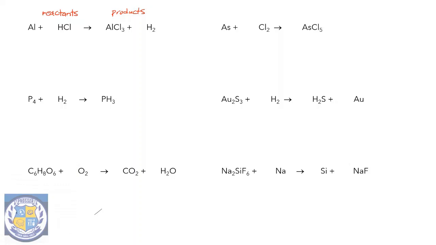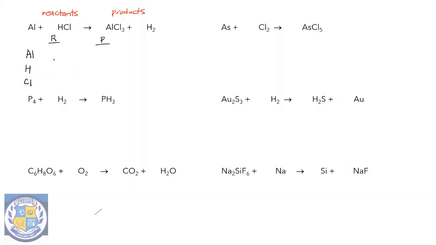Okay, so the technique is to make a table. I'm going to put an R to represent the reactants, and then a P to represent the products. And then I'm going to list all of the atoms that are in this chemical reaction. We have aluminum, we have hydrogen, and we have chlorine.